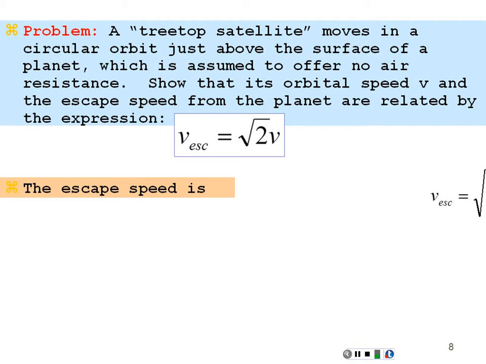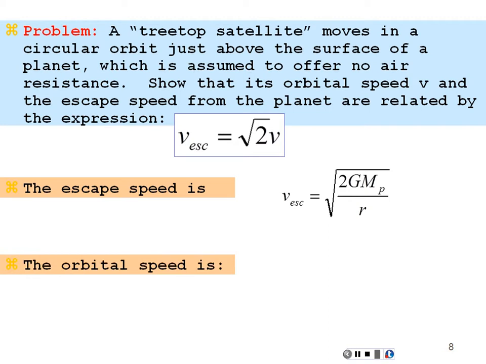Well, the escape speed we just found at some radius for the orbit would be the square root of 2G mass of the planet over the radius of the orbit at that moment. The orbital speed, we found that earlier when we were looking at the centripetal force supplied by gravity, is the square root of G mass of the planet over the radius of the orbit.